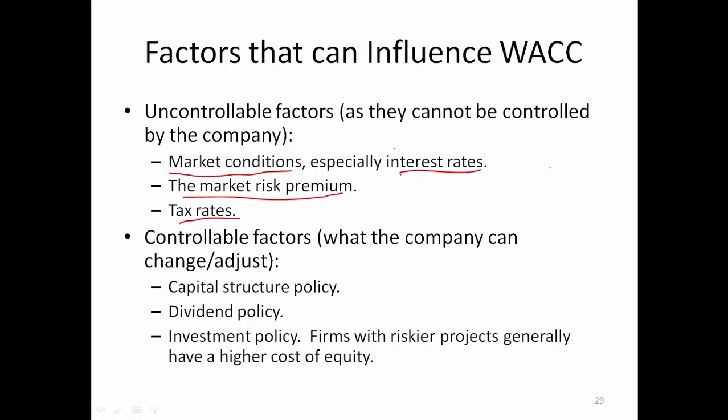And then there are controllable factors, which are the factors that the company can change or adjust. So among these factors, we have the capital structure policy. For example, if the company plans to issue more debt, then they can increase WD and therefore decrease WS or WPS. And that potentially could affect the weights and in turn the WACC result. The company also can change its dividend policy, and that would affect their cost of equity and in turn the result of the WACC. The company can also change their investment policy.